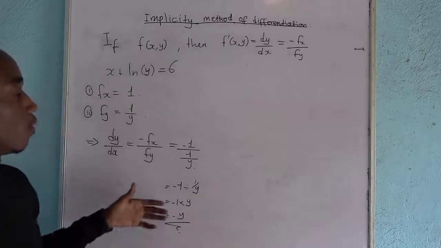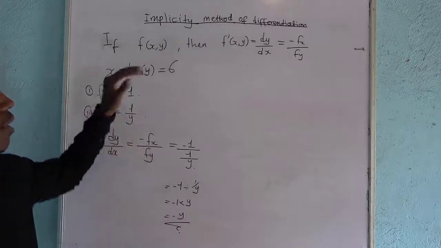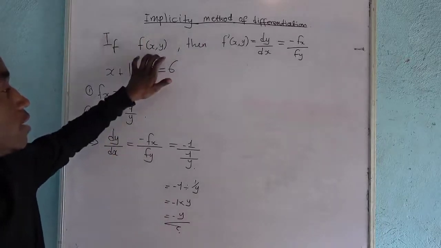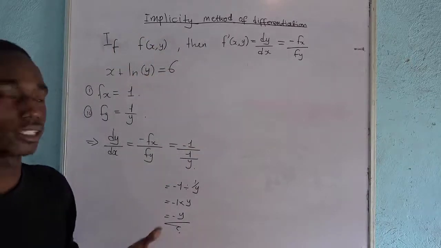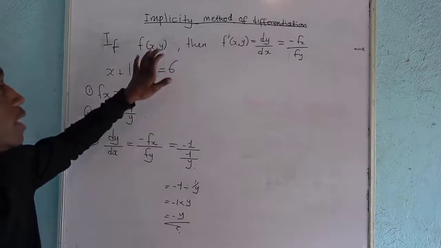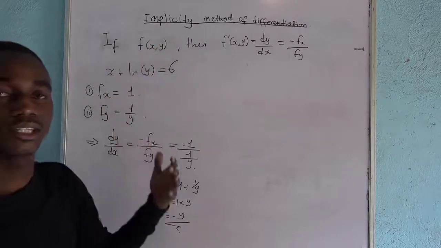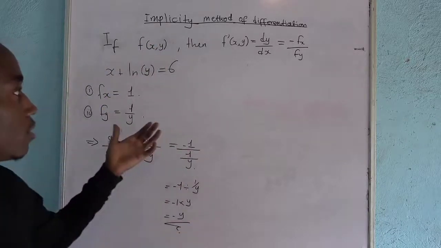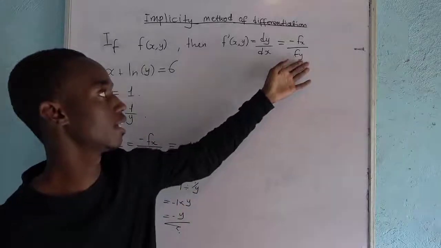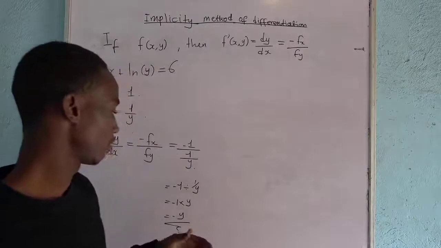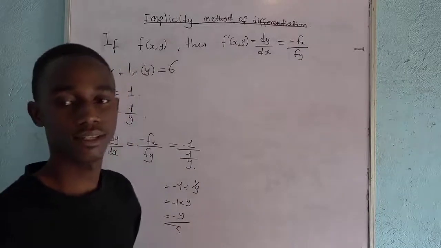So in conclusion, for differentiating functions using the implicit method, you're going to find functions of multiple variables. It could be x and y in the same function. So first of all, you need to take the partials with respect to x and with respect to y. Then you can use this formula. That's the only way that you're going to find the solutions.